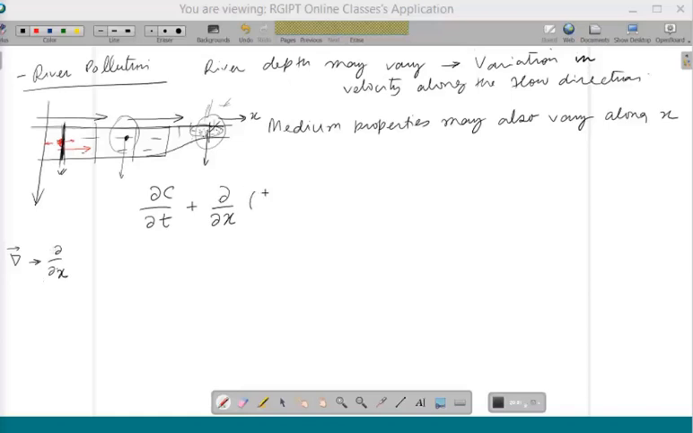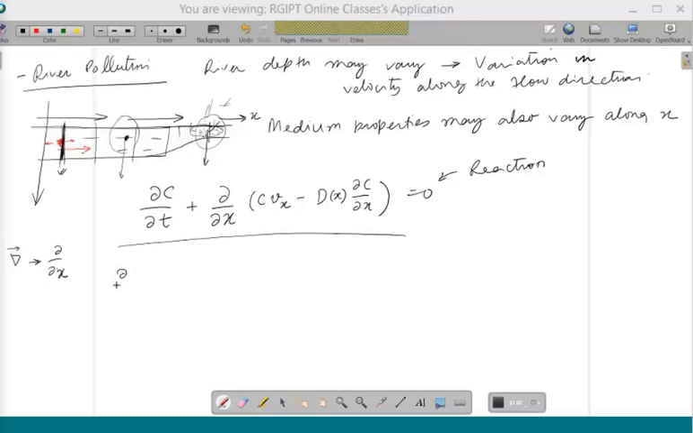And then I'll have C times Vx, that is the convective flux, minus D, which is a function of x now, times del C by del x, that is the diffusive flux. That will be equal to 0 because there is no reaction, so the reaction term is 0. If you assume that those pollutant molecules do not undergo any reactions, then there is no generation or consumption, and I obtain this equation.